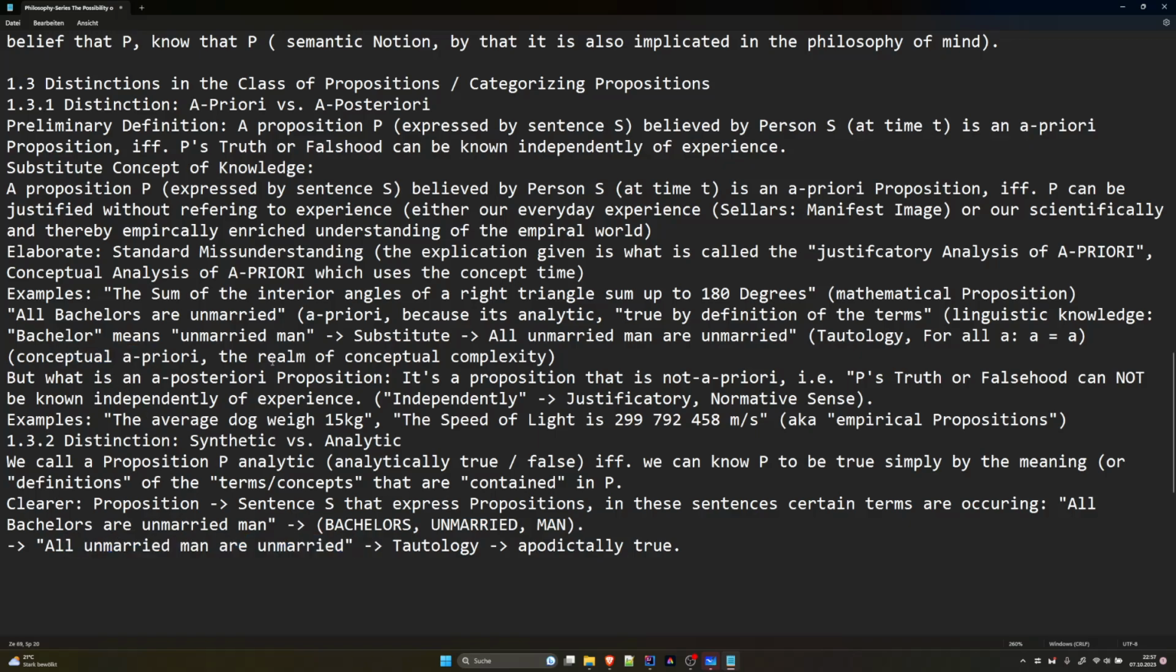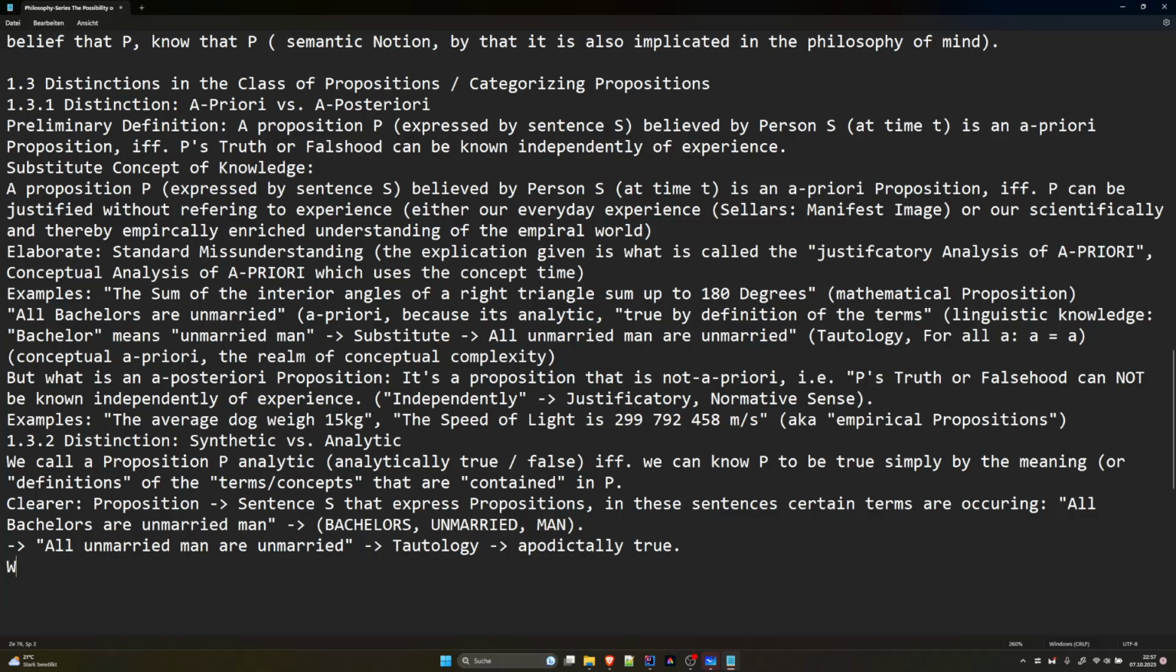As I already stated in the last video, this is a silly little example. The conceptual a priori is also the realm of conceptual complexity. As any good conceptual analysis shows, it's very often a non-trivial undertaking to actually do these substitutions and to actually define these terms in a way that the whole net of related concepts gets elucidated. But yes, this is clearly an analytic statement because it's true by meaning of the involved terms alone.